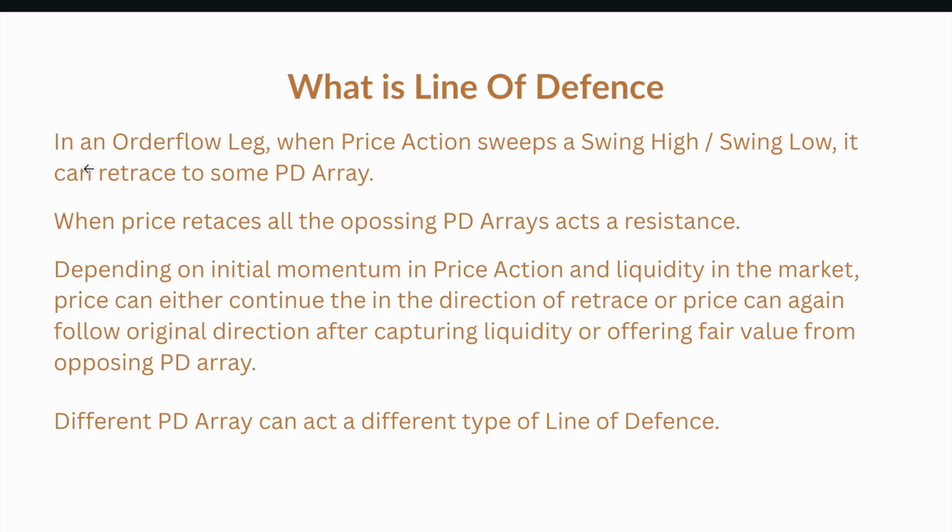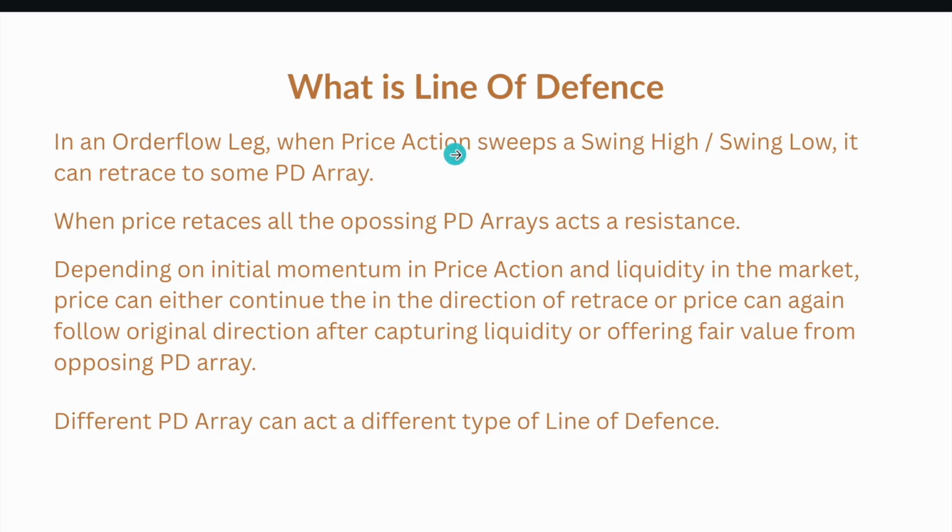As we understood in the last video, an order flow leg. So what is order flow leg? Order flow leg is price action from a swing high to swing low or swing low to swing high with a fair value gap in it. So in an order flow leg, when price action sweeps a swing high or swing low, it can retrace to some PDRA. So when price is moving in some direction, let's say in the higher direction, after reaching some PDRA, it can retrace back either to offer the fair value or seek the liquidity.